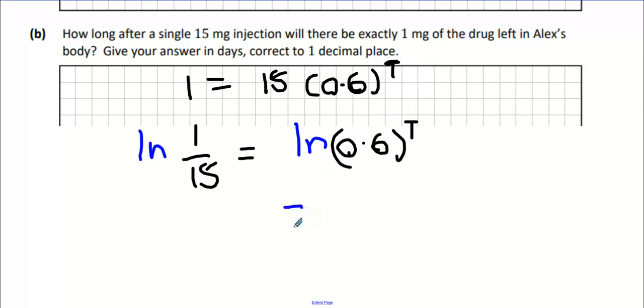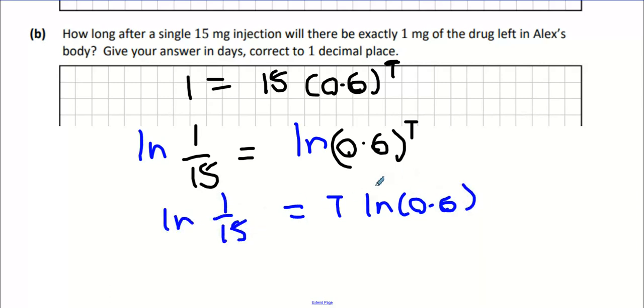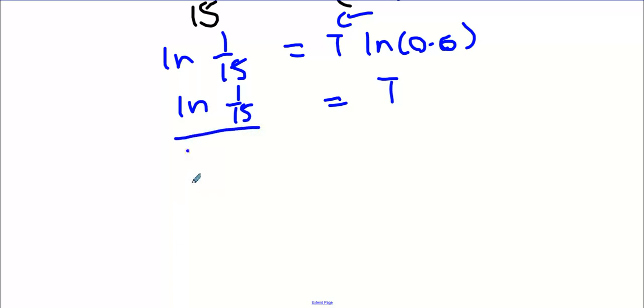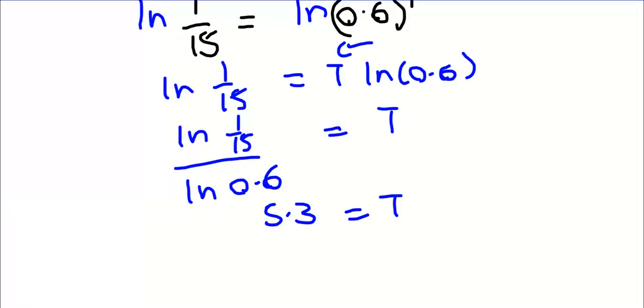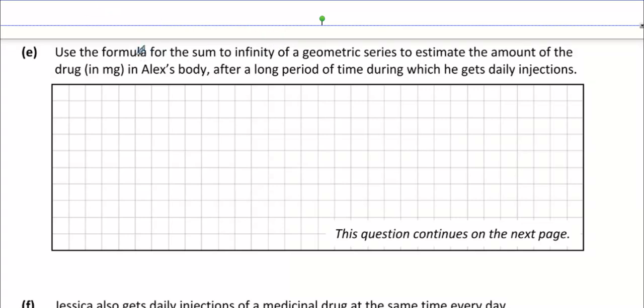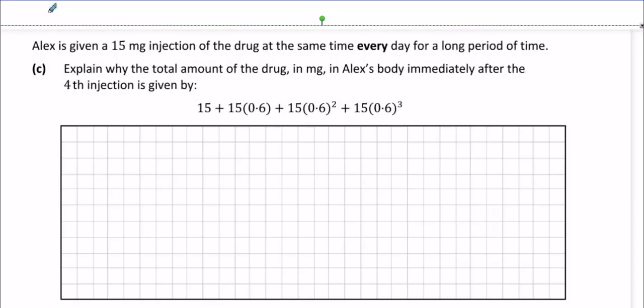Bring the T to the front, and what do we get? T ln 0.6 equals ln 1 over 15. Then bring the ln 0.6 underneath, and we get ln 1 over 15 divided by ln 0.6, which is 5.3. Okay with us? And that meets the description of the question, 1 decimal place. Excellent work.